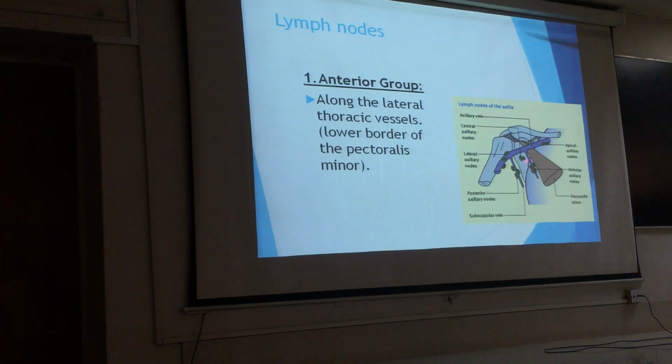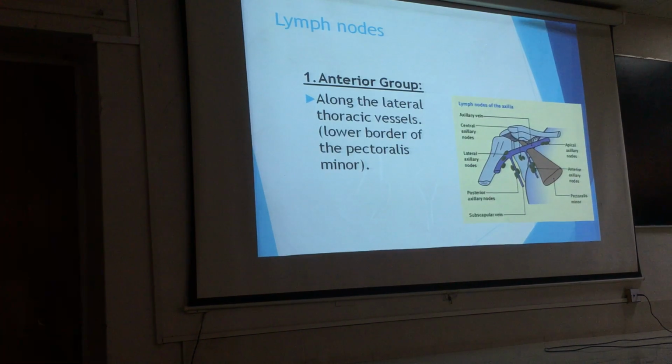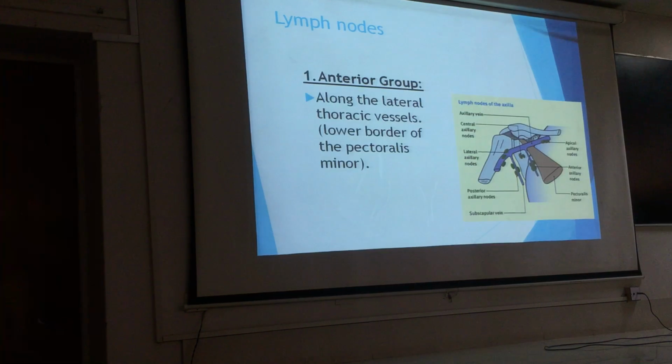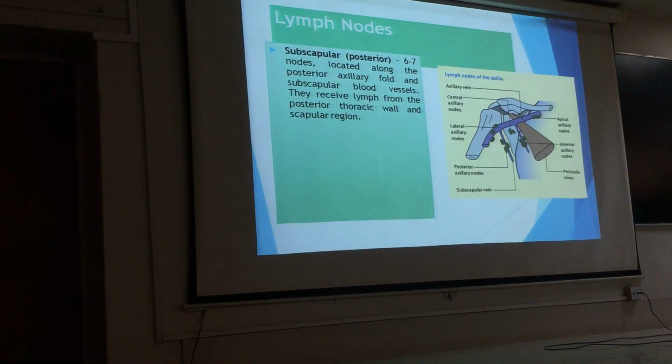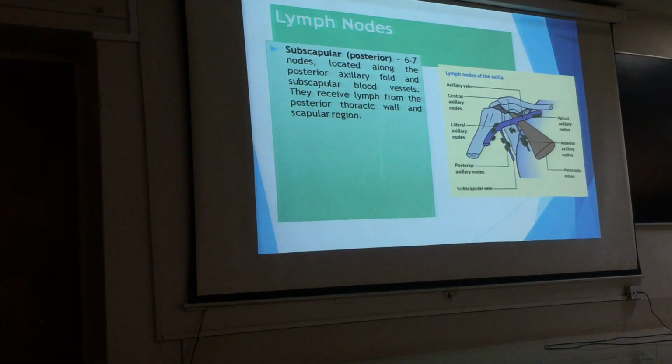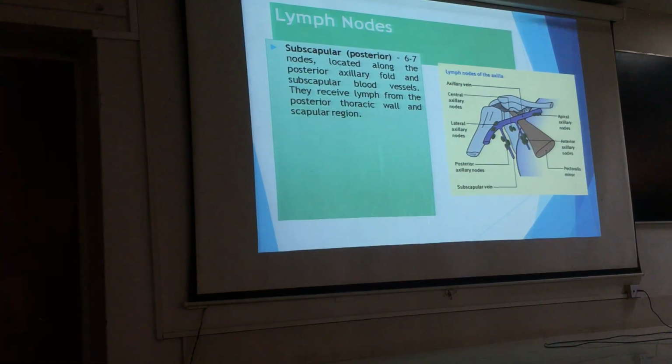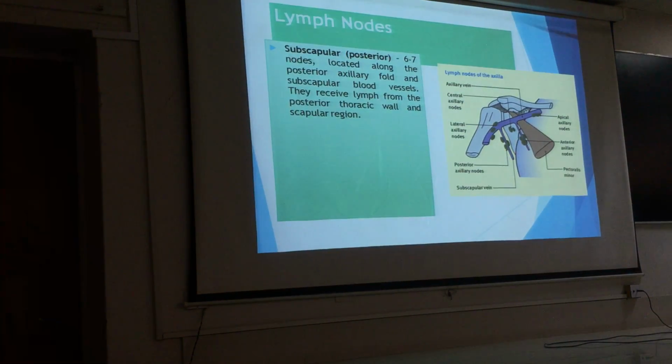And this is also the site where the anterior axillary lymph nodes will lie. That means these anterior axillary lymph nodes are in close relation to the lateral thoracic artery. Is that clear? Then we come to the posterior group, which was also known as the subscapular group. Now I've told you that this was actually the posterior side of the set, and this is known as the subscapular group of lymph nodes.